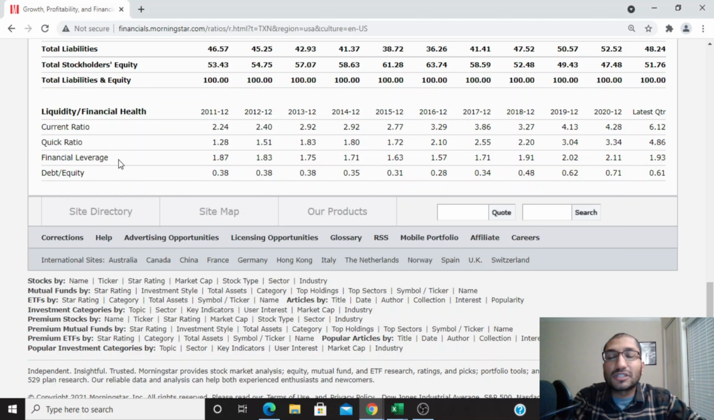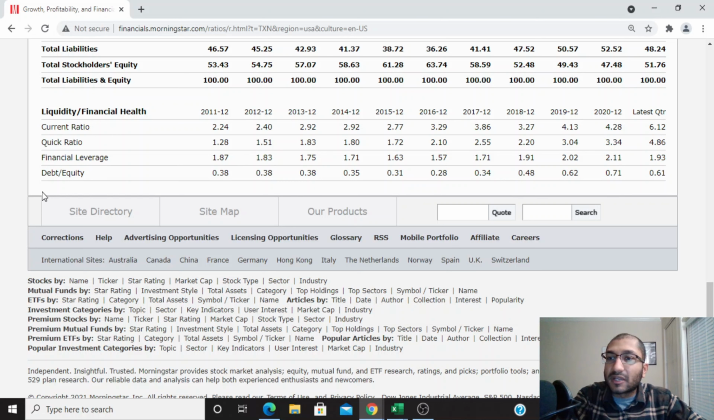Next, looking at the financial leverage. The financial leverage is the ratio of the company's total assets to its shareholders' equity. A high financial leverage ratio tells us that more of the company's assets are financed via liabilities. Back in 2011, the company's financial leverage was about 1.87, and for the latest quarter, it's about 1.93. Over the past 10 years, the company's financial leverage has stayed fairly consistent.